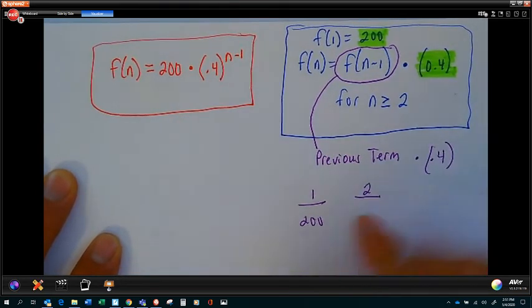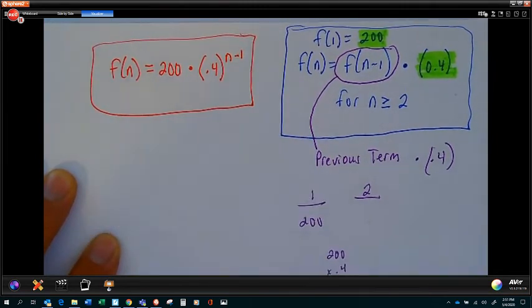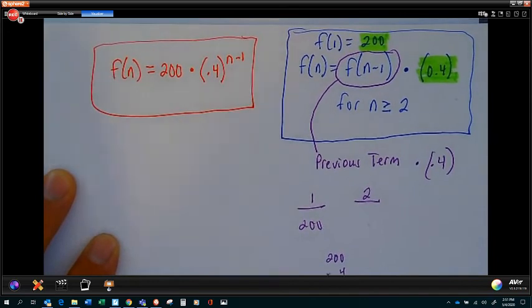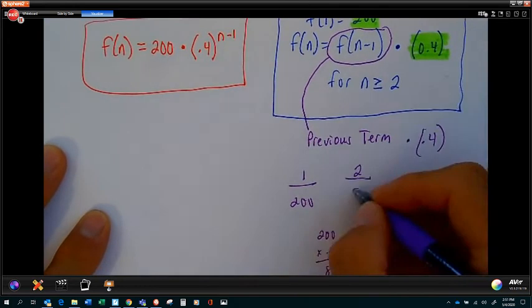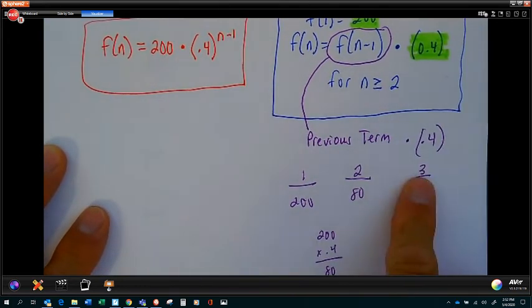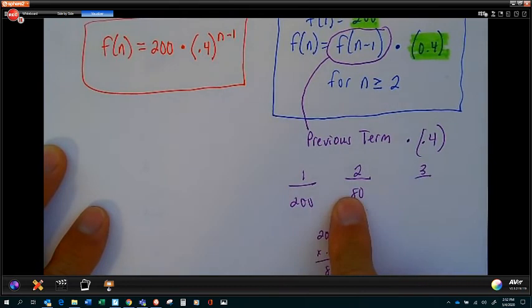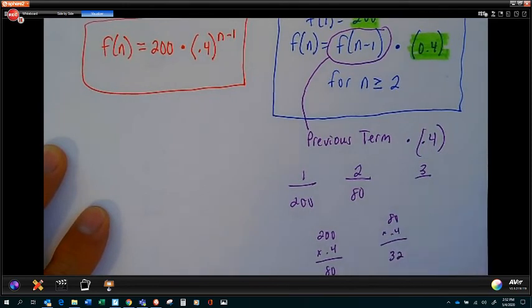So for the second term, I take the previous term, which is 200, and multiply it times 0.4. We already know what that is. It's 80. So my next term is 80. Then to find the third term, I take my previous term, which is 80, and multiply it times 0.4. And when I do that, I know I'm going to get 32.